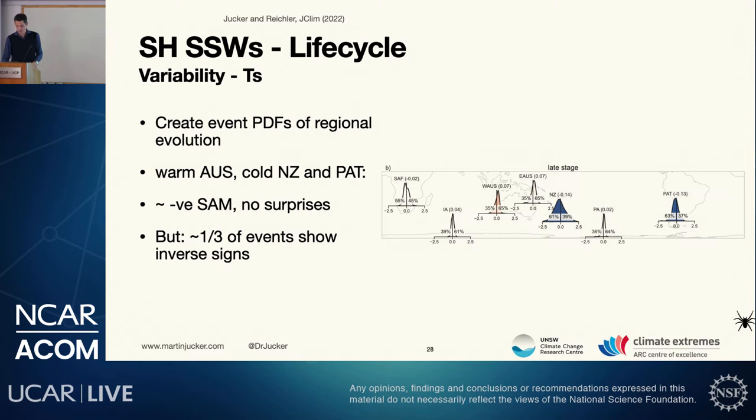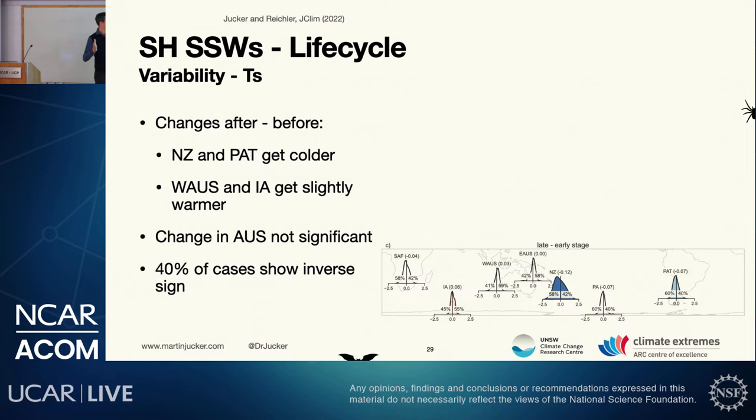That's for temperature. And then this shows the difference, the late stage versus the early, which hopefully is the impact of the sudden warming itself. And it's the same game. And here now, suddenly, the only really significant changes are of New Zealand, which gets very cold, and also Patagonia, which gets very cold. But again, now about 40% of all the events have the inverse shift due to the sudden warmings.